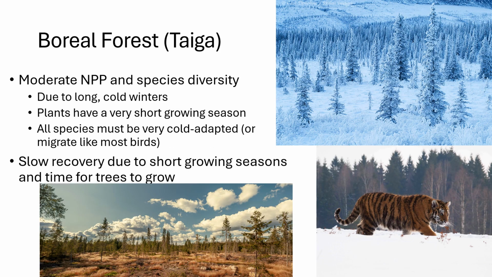The NPP and the species diversity are both moderate, and this is due to those long, cold winters. Daylight hours are going to be very short during the winter, but that also means that daylight hours are going to be very long during the summer. So during the growing season, you might have 14 to 20, even up to 22 hours of daylight, depending on the latitude.